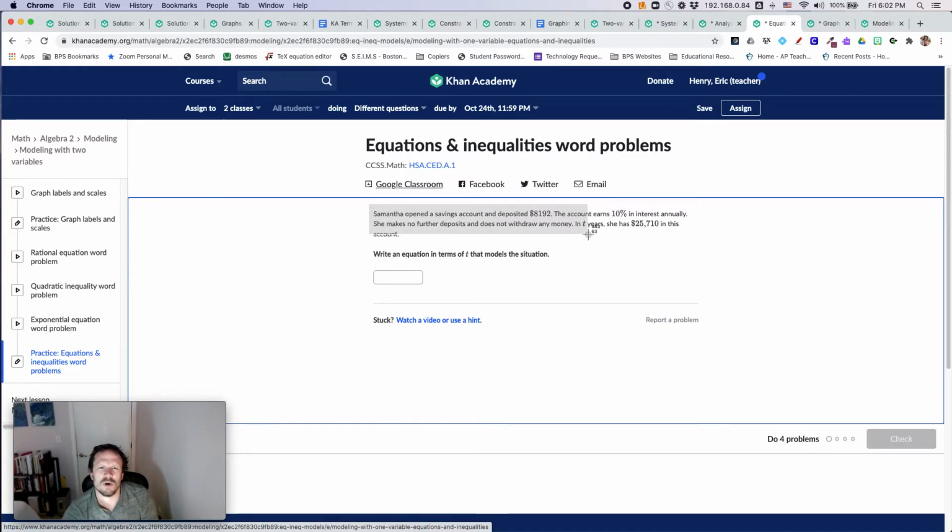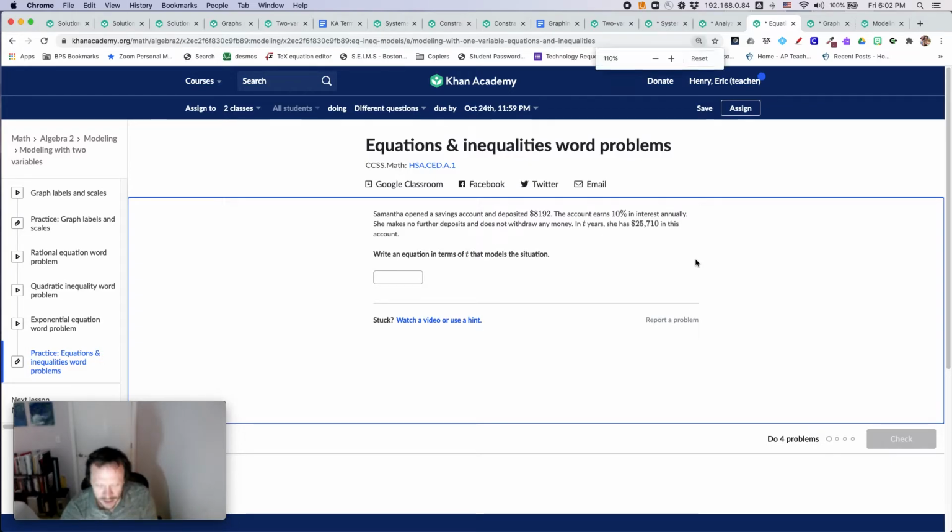Equations and inequalities word problems. Write an equation in terms of t that models the situation.